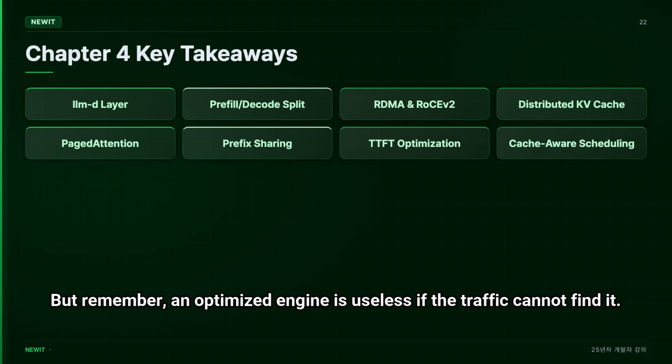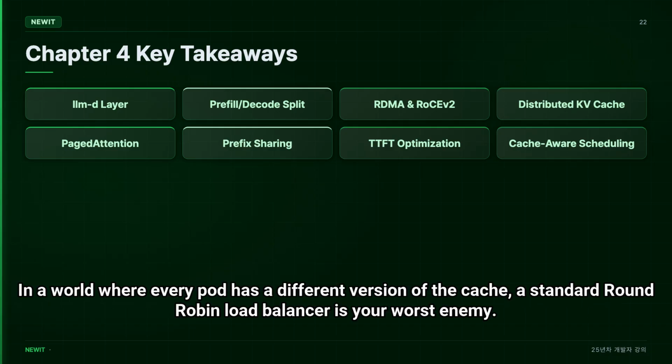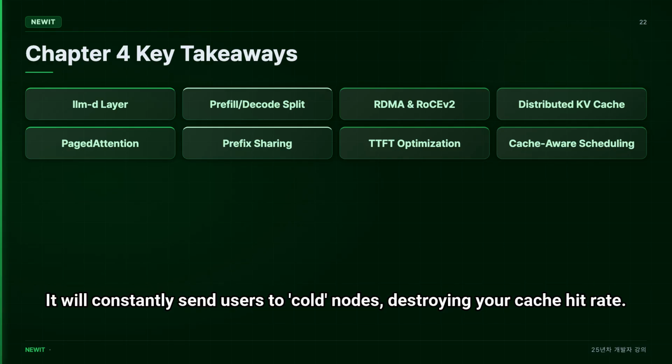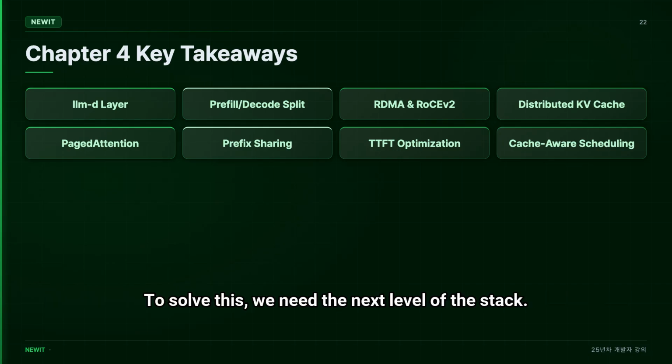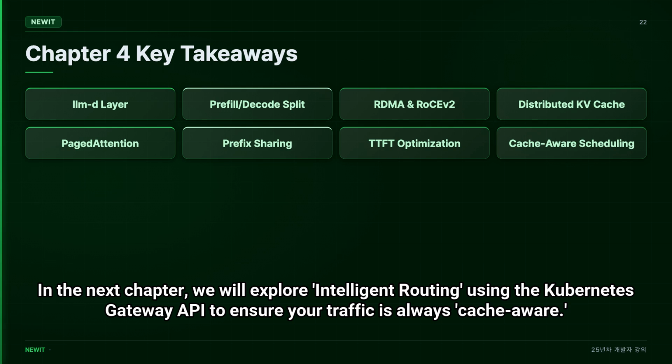But remember, an optimized engine is useless if the traffic cannot find it. In a world where every pod has a different version of the cache, a standard round-robin load balancer is your worst enemy. It will constantly send users to cold nodes, destroying your cache hit rate. To solve this, we need the next level of the stack. In the next chapter, we will explore intelligent routing using the Kubernetes Gateway API to ensure your traffic is always cache-aware.